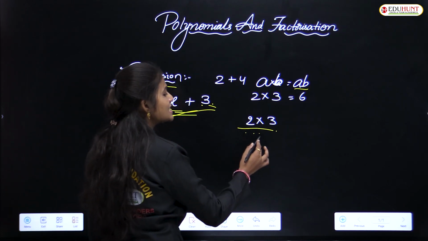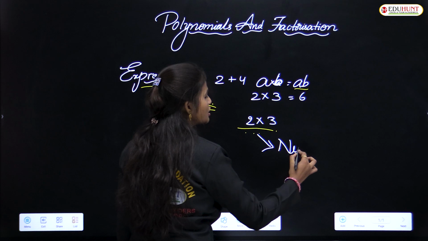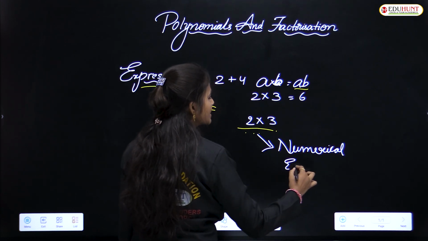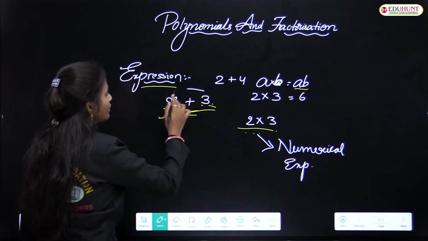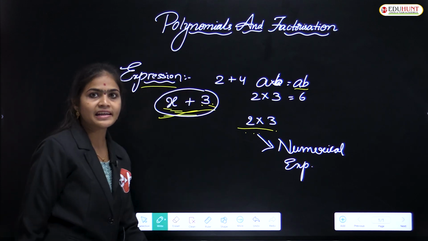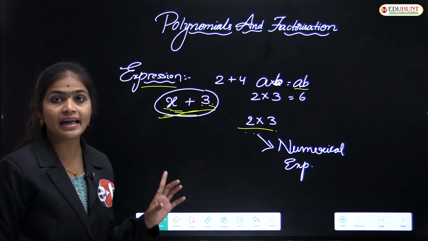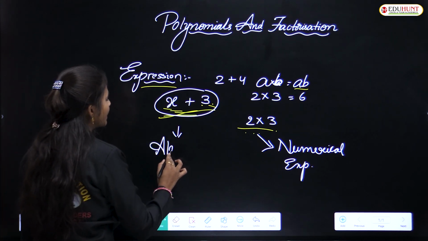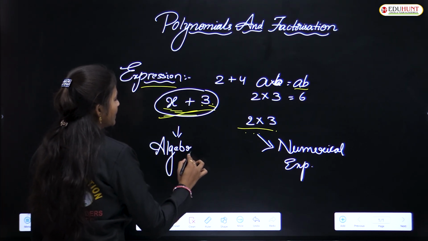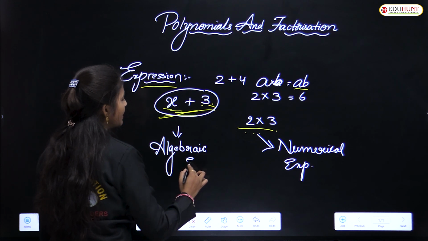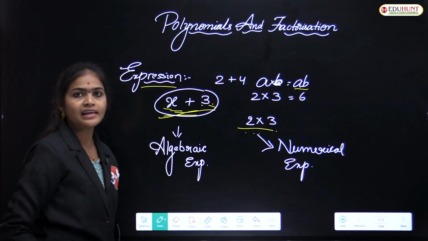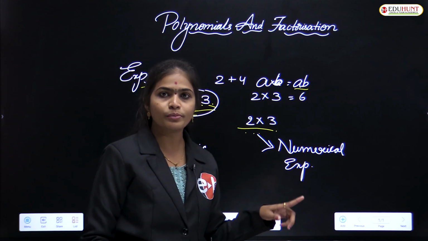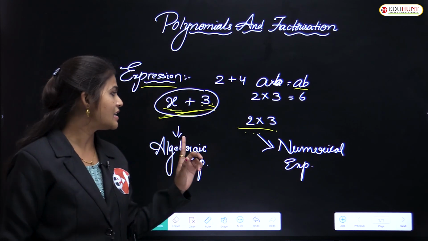We will call this expression a numerical expression. And what about this one? If an expression contains at least one variable, then we will call that an algebraic expression. Is it clear to you? Okay, so we have two types of expressions: one is numerical expression, another one is algebraic expression.